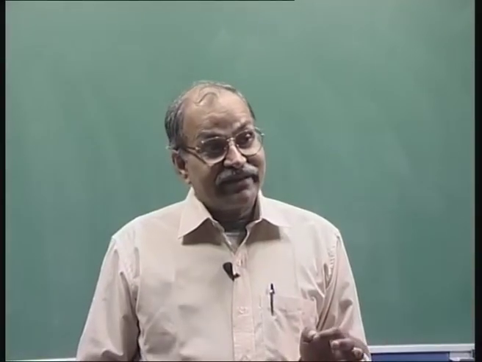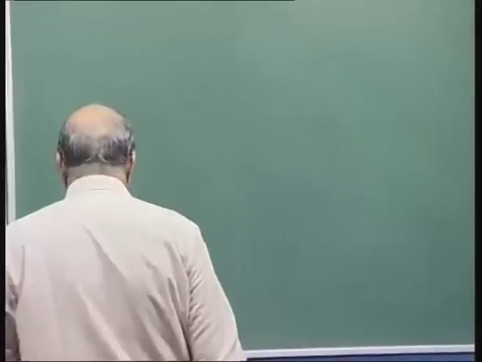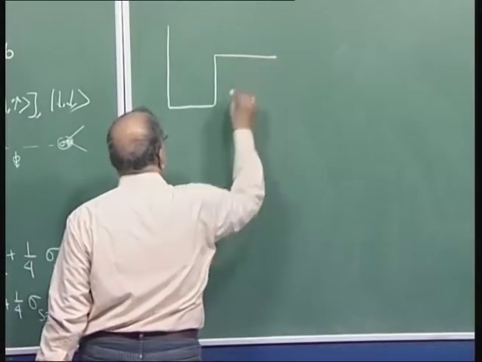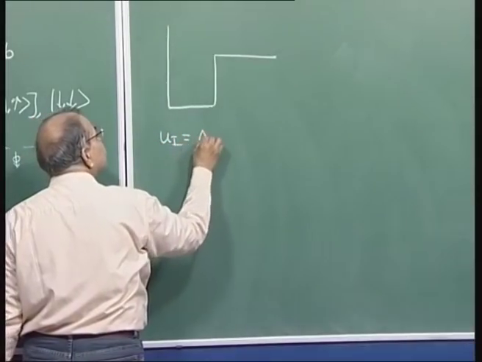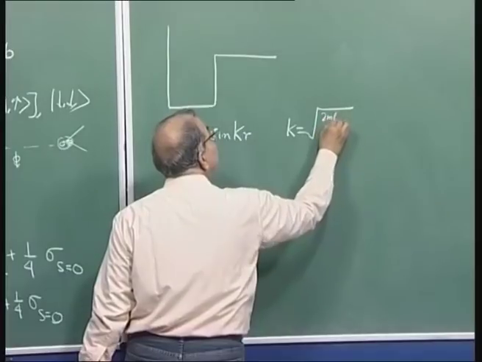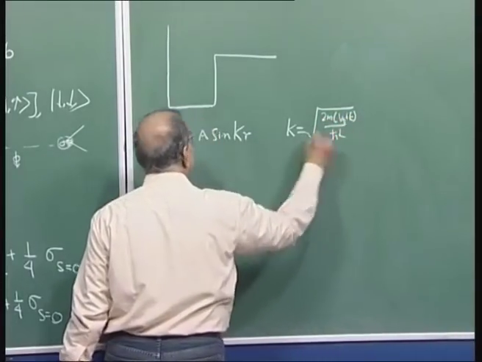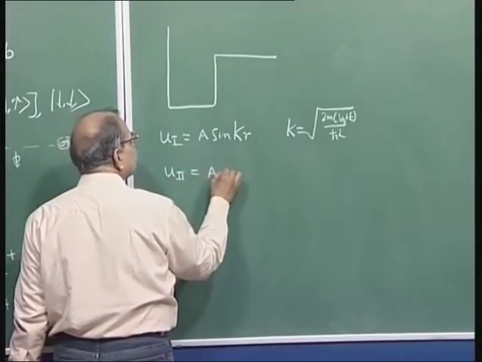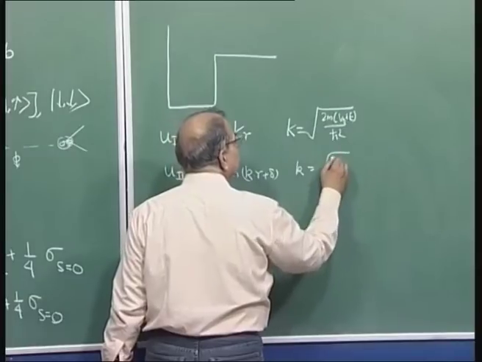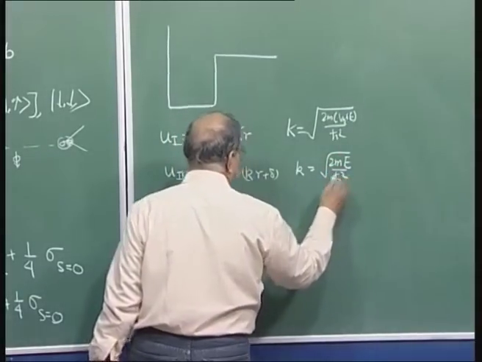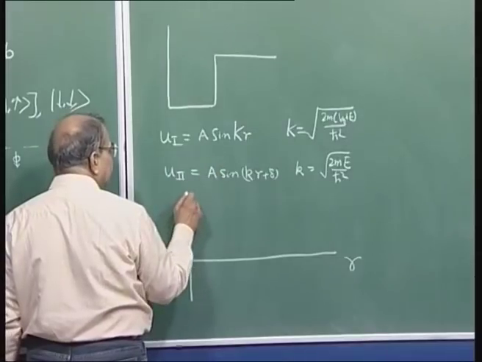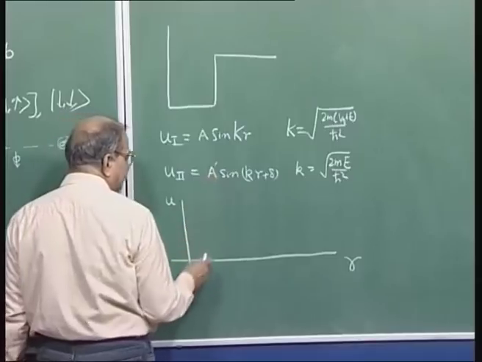Now, what is the significance that this delta 0 changes its sign? So, let us look at that diagram once again. Look at this potential. Here U 1 was some sin capital K r, where capital K was the square root of 2 m (V naught plus E) over h cross square, and U 2 was a sin (small k r plus delta), where small k was the square root of 2 m E over h cross square. So, if I plot this sin function, this constant may be different, c prime we wrote.